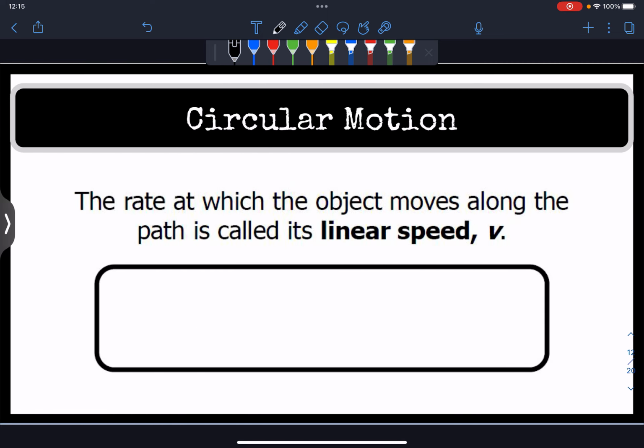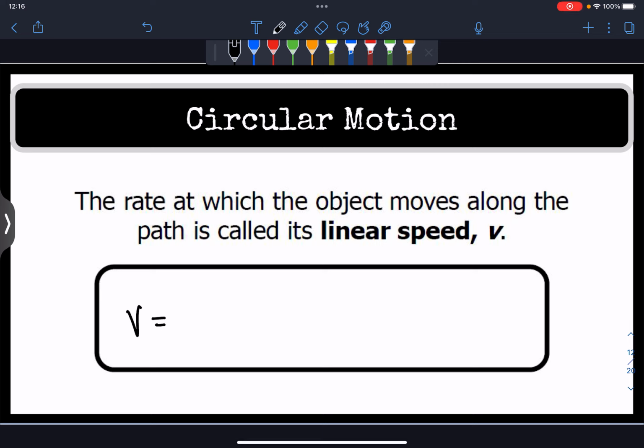Now, to figure out circular motion, we need what's called the linear speed: the distance that the outside part of the circle is moving, not the inside, not the angle. Like if I had a tire and I put a point right there on the tire, how fast is this point moving around this tire? That is called linear speed. And the way we figure that out is by using the variable v.